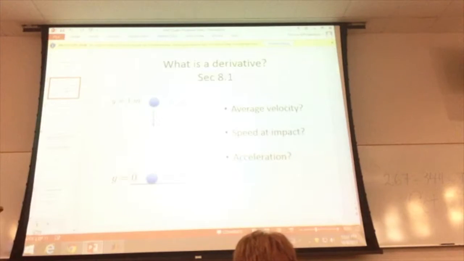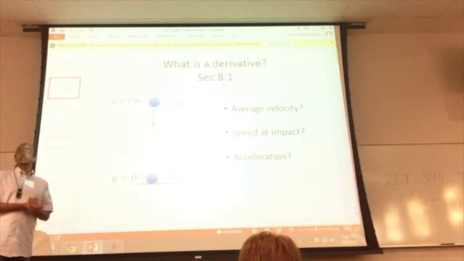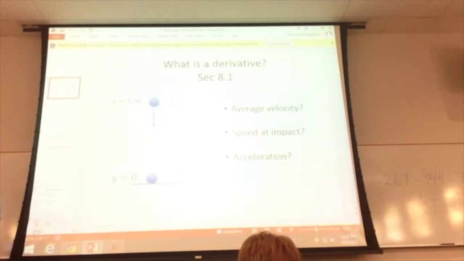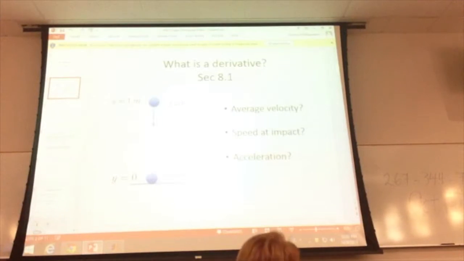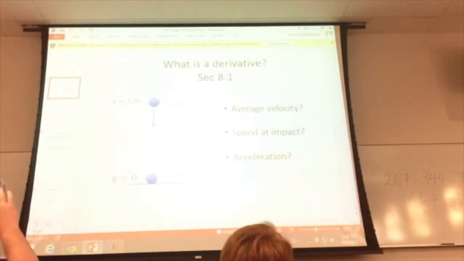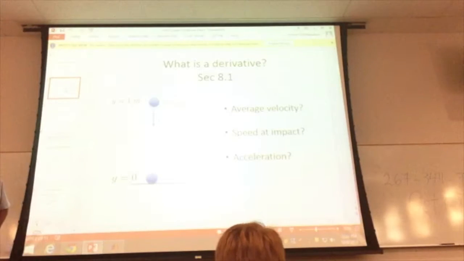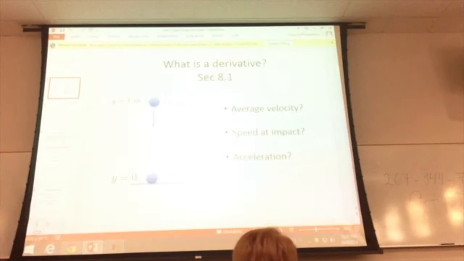What is the average velocity? And what is the speed at the point where it hits the ground? And what is the acceleration of the ball? Okay, so how do you answer this question? If this is all the data I gave you, what would the average velocity be? 4.52 meters per second.